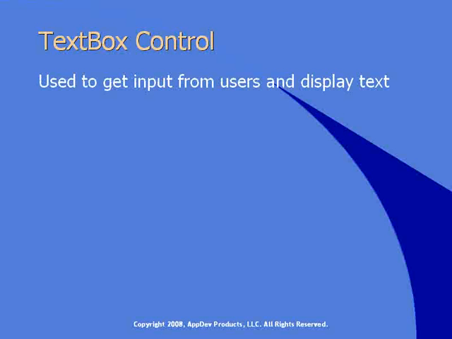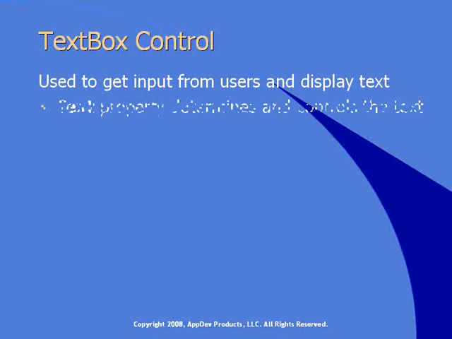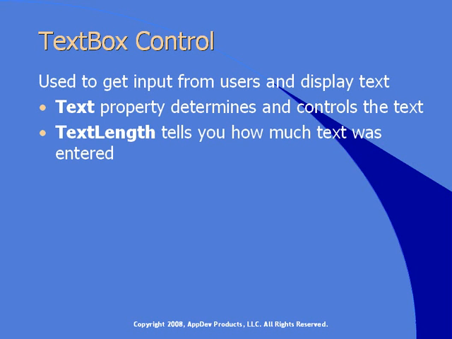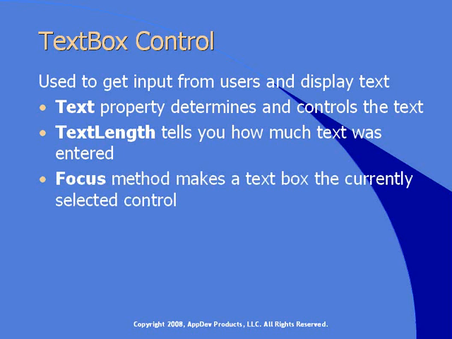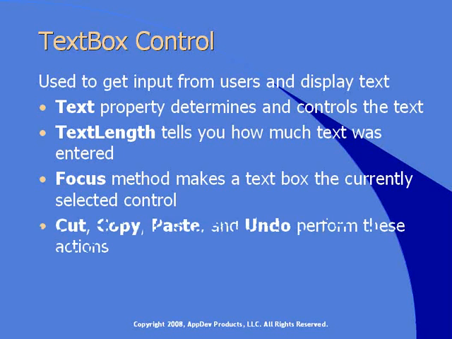The text box control is used to get input from users as well as to display text. Now, if you just want to display text, you can use a label or a text box, but if you want the users to be able to enter things by typing, that's what you use a text box for. The text property of the text box control determines as well as controls what text is in there. If you want to know how much text is in the text box, you can use the text length property. You can use the focus method to move the cursor into the text box. And then you can use the cut, copy, paste, and undo methods of the text box to work with the text that's in the text box.